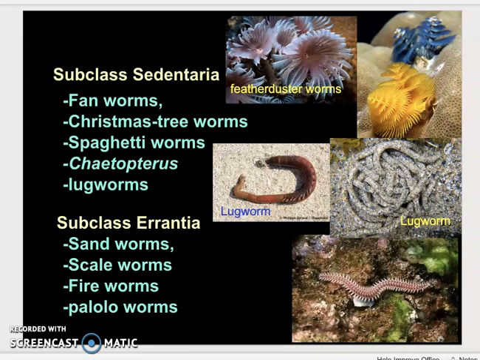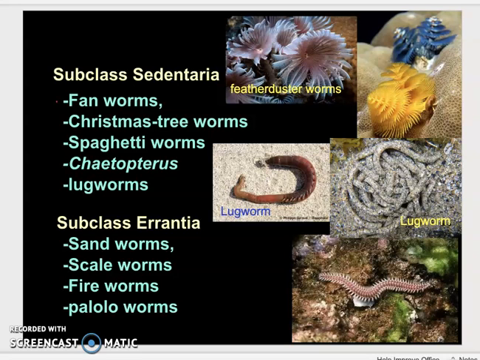The subclass Sedentaria and the subclass Errantia are also subclasses of polychaetes. Sedentaria includes the fan worms, Christmas tree worms, spaghetti worms, Chaetopterus and lugworms, whereas the subclass Errantia includes the sandworms, scale worms, fire worms, and palolo worms. These are beautiful pictures of different representatives of these annelid worms.